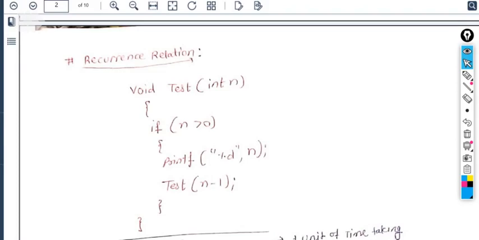So recurrence relation, to understand the recurrence relation, we have an example over here. We will take an algorithm and we will analyze that particular algorithm in order to find the recurrence relation, and then we solve the recurrence relation by using different methods like the substitution method, recurrence tree method, master theorem. One by one we will discuss all these things. So this is the algorithm that is shown here.